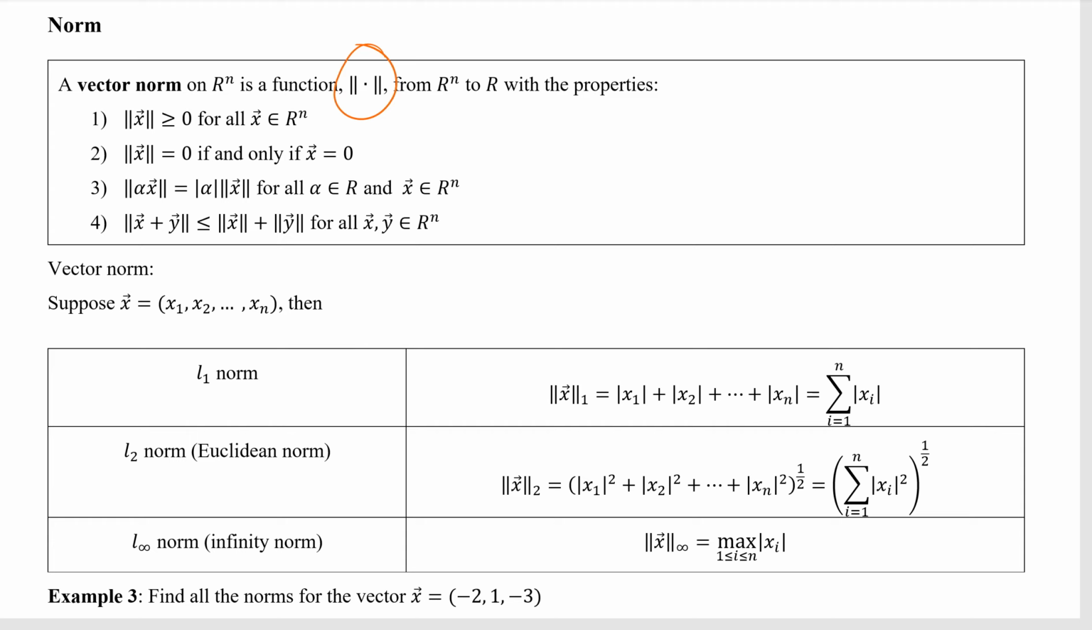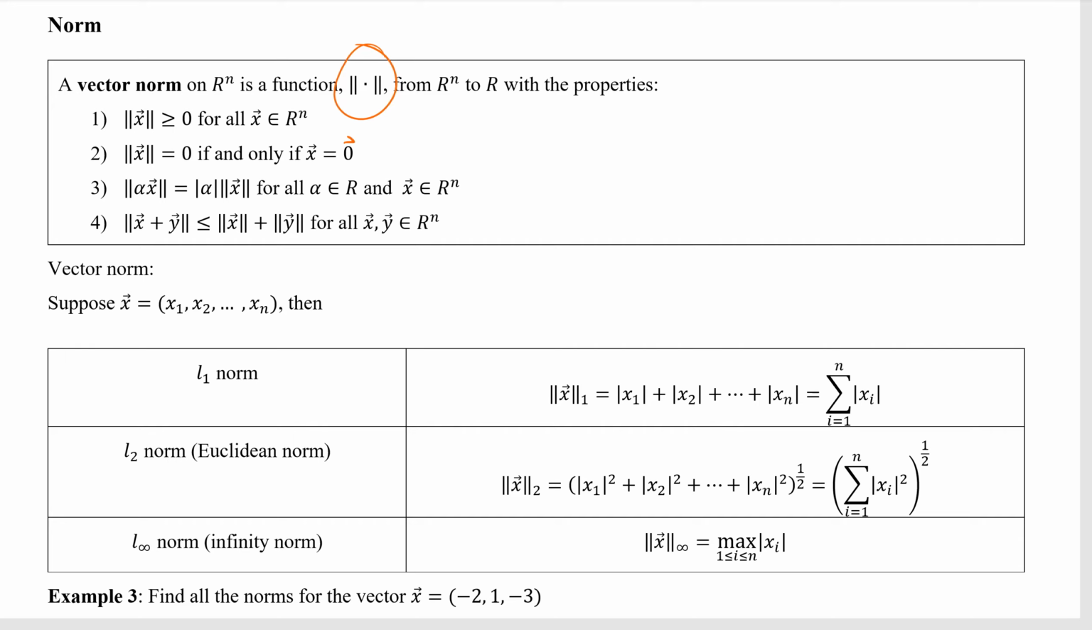Sorry, I should put an arrow on top of the 0. So this is a 0 vector. Third, the norm of a scalar multiple, let's say alpha times the vector x, equals the absolute value of alpha times the norm of x, for all alpha real numbers and x a vector in Rn.